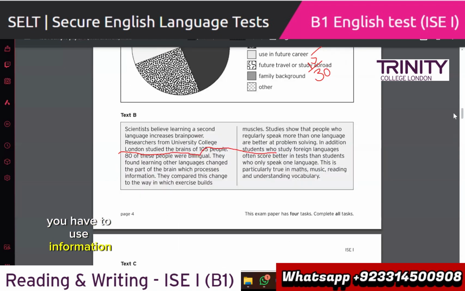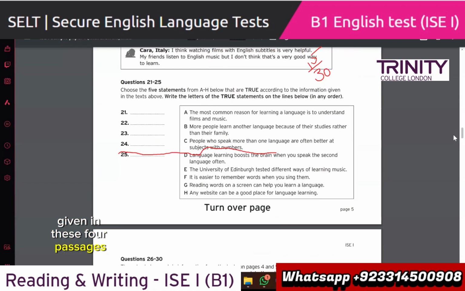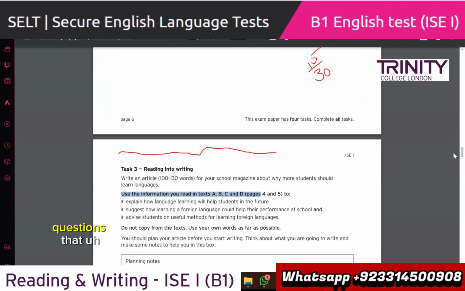You have to use information given in these four passages to find the answer to these questions: how language learning will help students in the future, how learning a language could help their performance at school, and advise students on useful methods of learning a foreign language. Because all these answers are given in passages A, B, C, and D. You have to find the information and write it down.